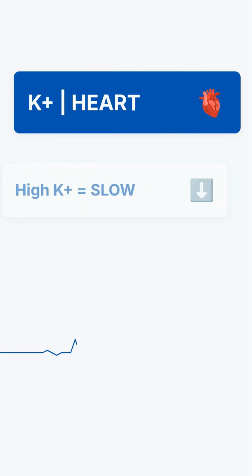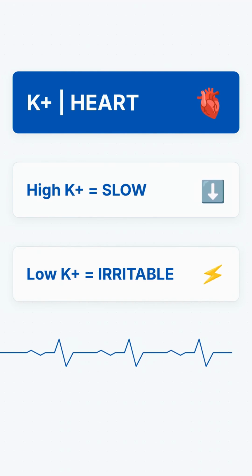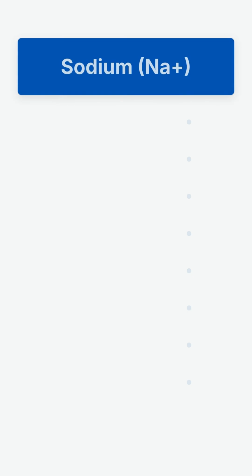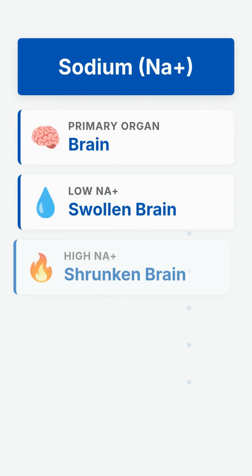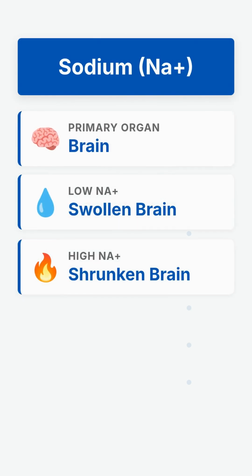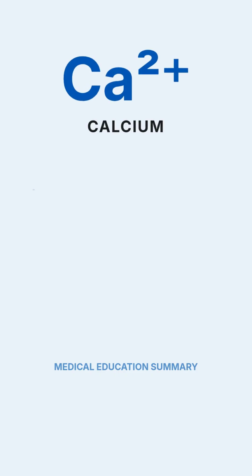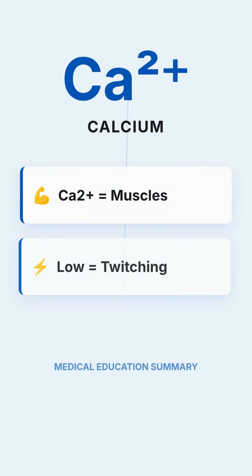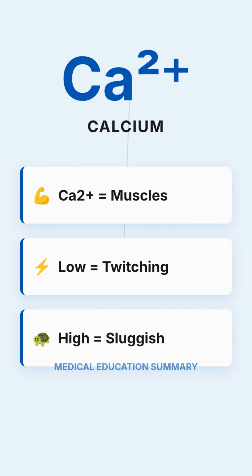Quick rapid fire before we go. Potassium, heart. High potassium, slow. Low potassium, irritable. Sodium, brain. Low sodium, swollen brain. High sodium, shrunken brain. Calcium, muscles. Low calcium, twitching. High calcium, sluggish. Lock that in.